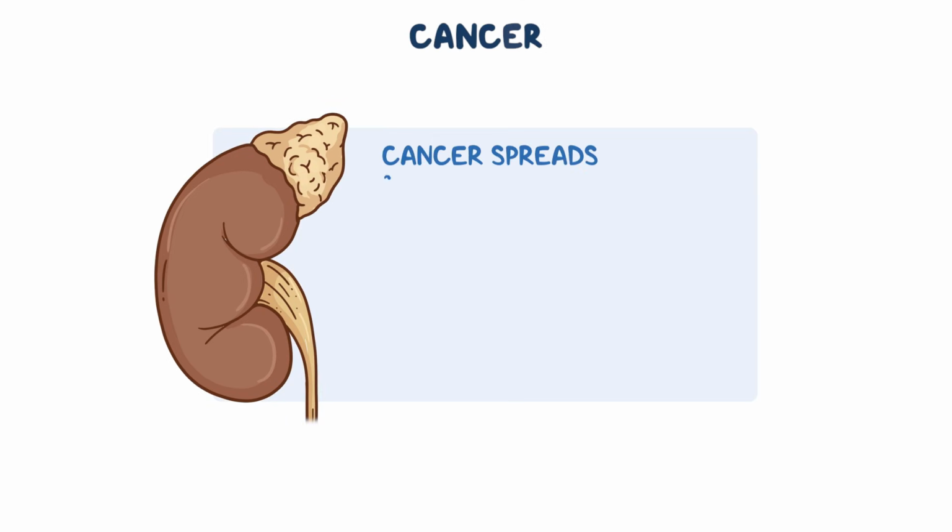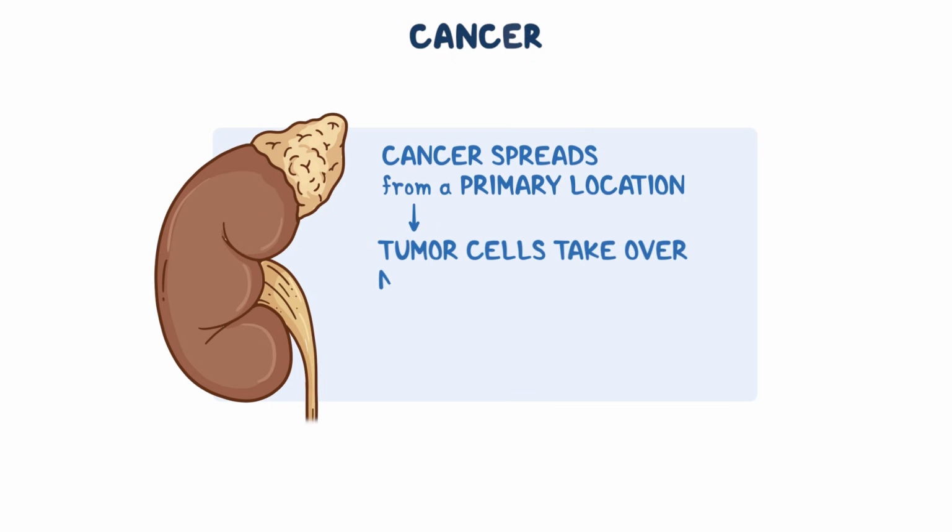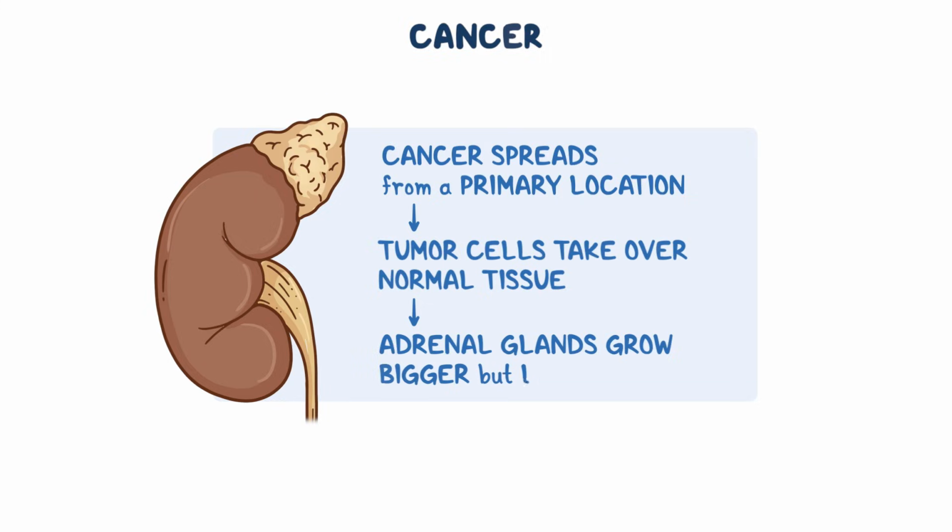Finally, if cancer spreads from a primary location, it can reach the adrenal glands. In this case, tumor cells take over the normal tissue, subsequently making the adrenal glands grow bigger but less productive.